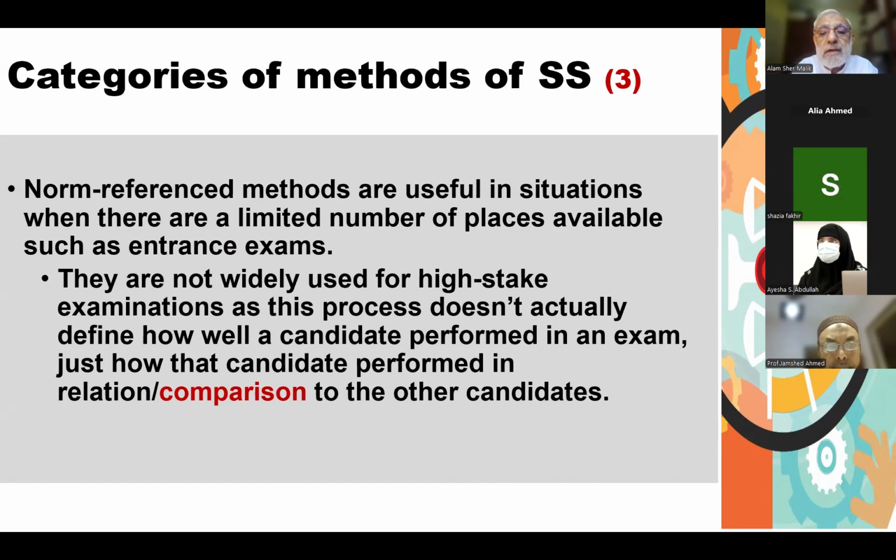Norm reference methods are useful in situations where there are a limited number of places available, such as an entrance exam. In medical school, for example, there are 100 seats and 500 candidates who have applied, and then you have an entrance test. Obviously, you can choose only 100, so you will choose the top 100 and others would not be eligible for admission. So this is what is called the norm reference.